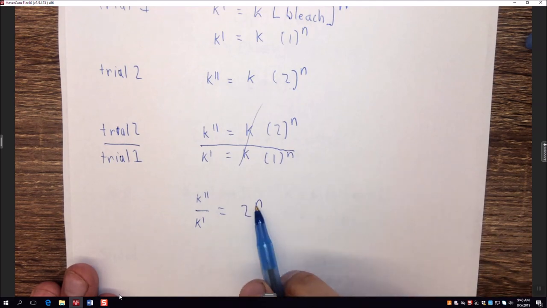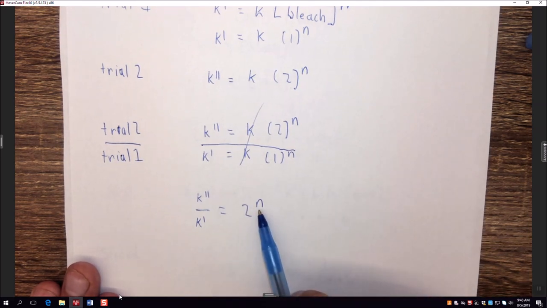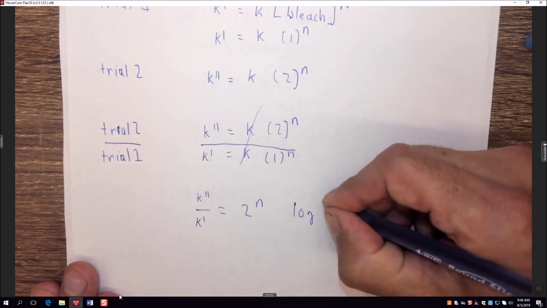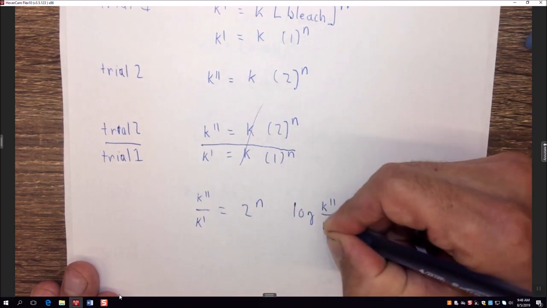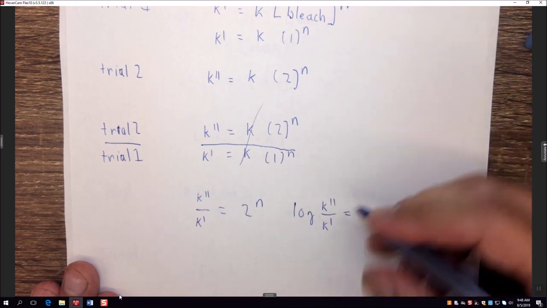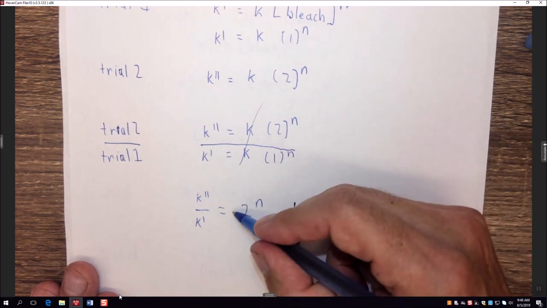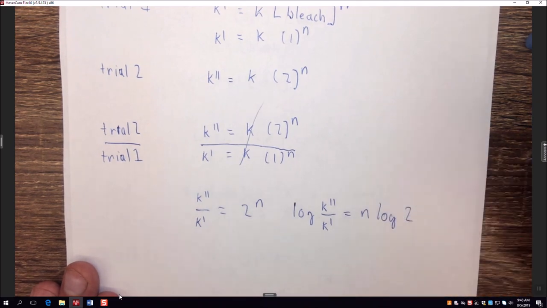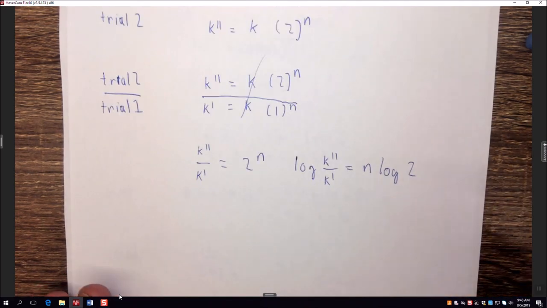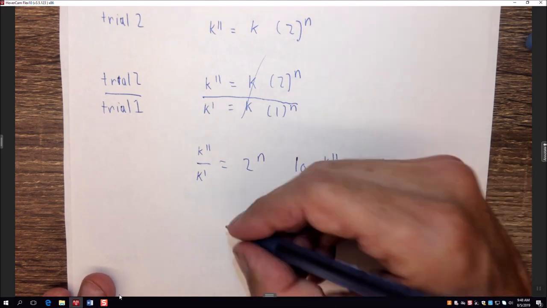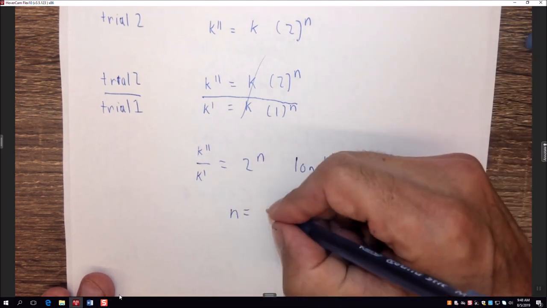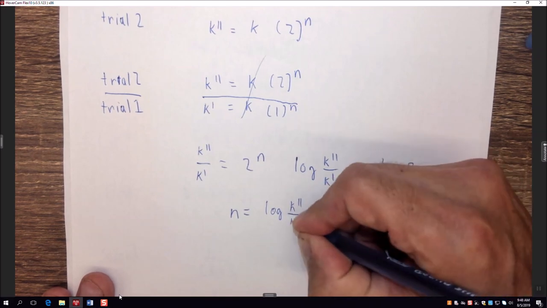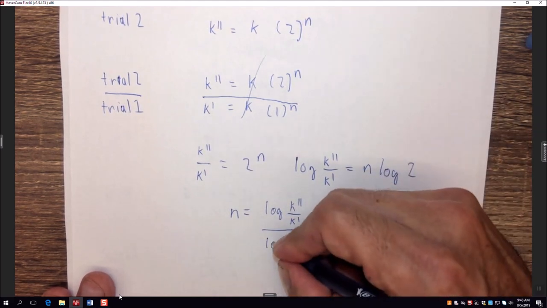Well, how am I going to solve for N? Here, I have to take a logarithm. If I take the log of K prime prime over K prime, it's going to equal, when I take the log, the exponent comes outside, N times the log of 2. Finally, for these two trials, N equals the log of K prime prime over K prime divided by the log of 2.